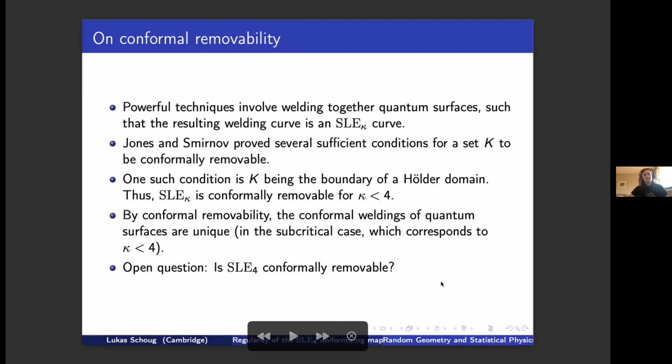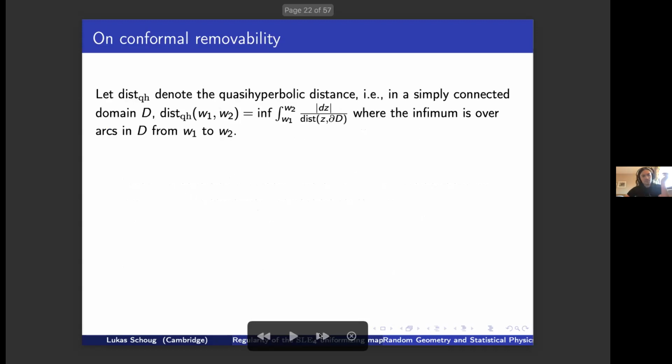However, there's an open question whether SLE4 is conformally removable or not. And our next result is, I mean, we don't address immediately what it should be, but it just tells you in what direction to look for tools, or more precisely in what direction not to look for tools. So first, you define this quasi-hyperbolic distance. It's just the distance that you get when integrating along your curve. You weight by 1 over the distance to the boundary.